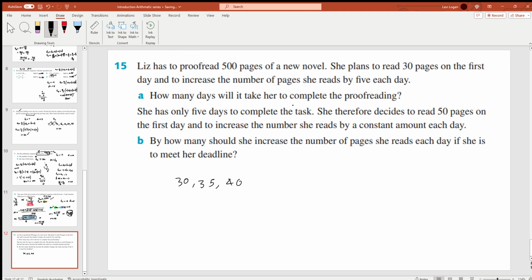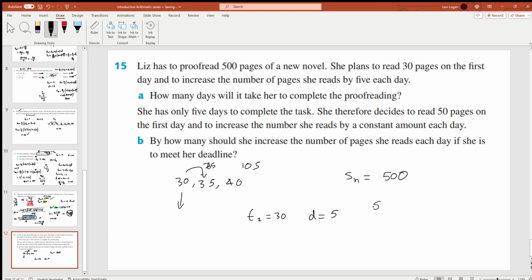So in other words, if there's 500 pages, we're looking at when the sum of all the pages is going to be 500. So in the first 2 days she's going to read 65 pages plus 40, so she's read 105 in 3 days. So it's not going to be too long, honestly, but the sum of the pages will be 500. That's what we're asking for. So we're looking for this n straight away. We know our first term, it's 30, and we know our difference, it's 5.